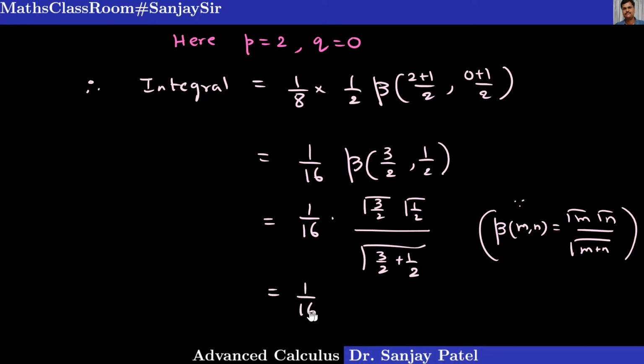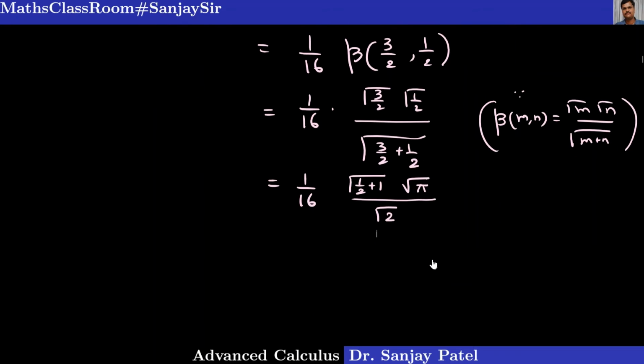This is equal to 1 by 16 gamma of 3 by 2, which you can think as gamma of 1 by 2 plus 1, times gamma 1 by 2, whose value is root pi. So I am writing gamma 1 by 2 as root pi, and this 3 by 2 I am expressing as 1 by 2 plus 1. And in the denominator, 3 by 2 plus 1 by 2 is 4 by 2, so it is gamma 2.